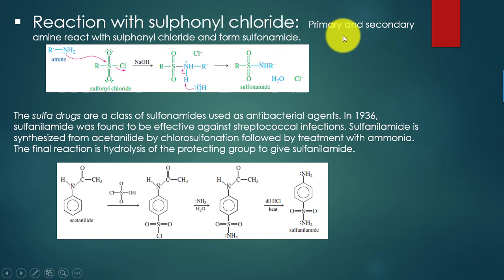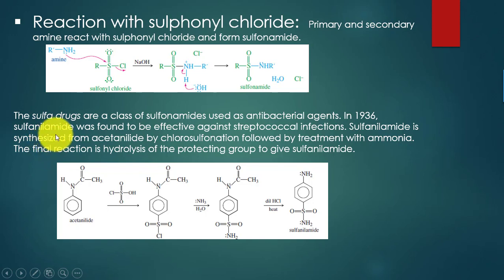Reaction with sulphonyl chloride. Sulphonyl chlorides are extremely electrophilic, and here we say that this is also a nucleophilic substitution reaction because chloride ion gets replaced with the amine. So primary and secondary amines react with sulphonyl chloride and form sulfonamide. And this sulfonamide is actually a very important class of medicine called the sulfa drugs.